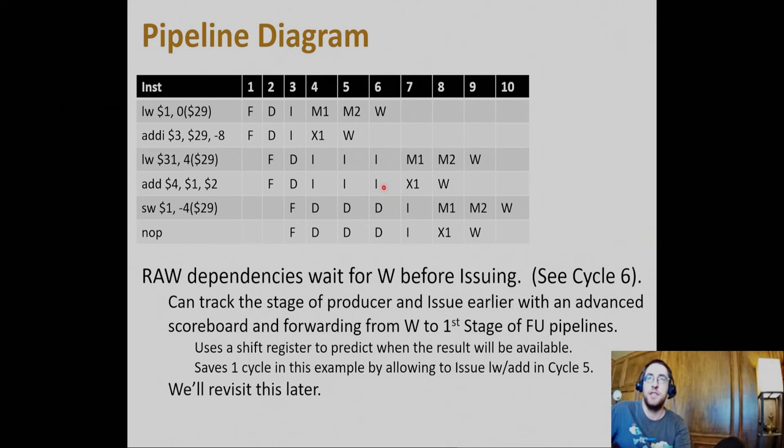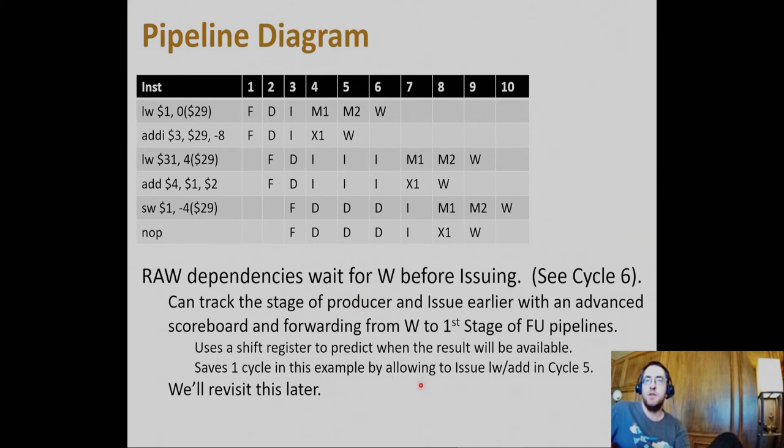We don't get to finish issuing until the write back of $1, because that's what we're waiting for. So in cycle six, we get to finish issue, which means we dispatch. Cycle seven, we're actually executing, and we're able to issue the store word and this no op that I made up, and they proceed down the pipeline. So the true dependencies cause us to wait for the write back before we can finish issuing.